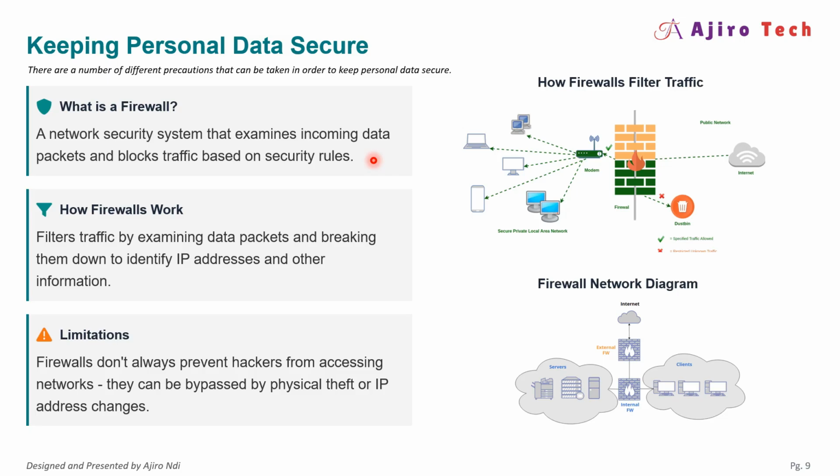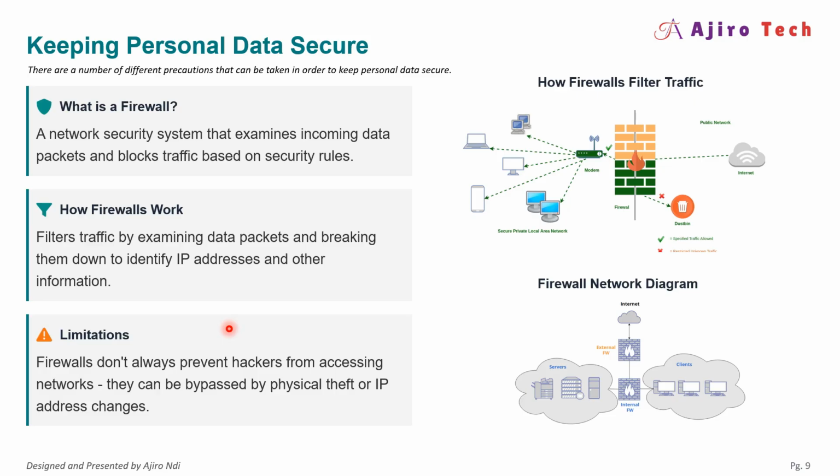It examines the data packet and breaks it down to identify the IP address and other information. So this is how it works. If an IP address is not allowed, the firewall can block that traffic. It prevents certain computers from gaining access to the network. So it prevents hackers from accessing the network.